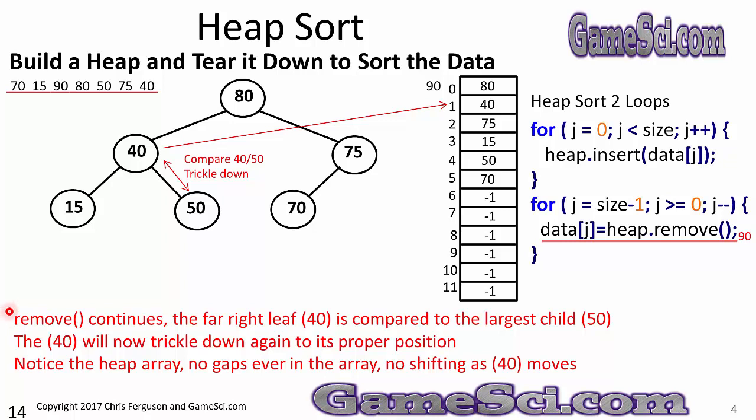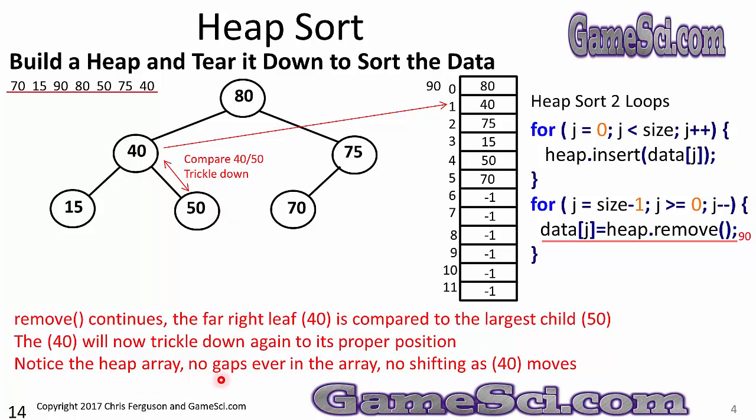Remove continues. 40 and 80 swapped in the heap. You can see that they swapped in the array also. After that swap occurs, the far right leaf 40 is compared to the largest child 50. The 40 will now trickle down again to its proper position. Compare the 40 and 50. 40 has not finished the trickle down. It's going to have to swap with 50.